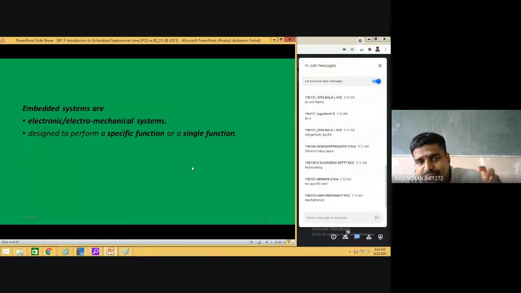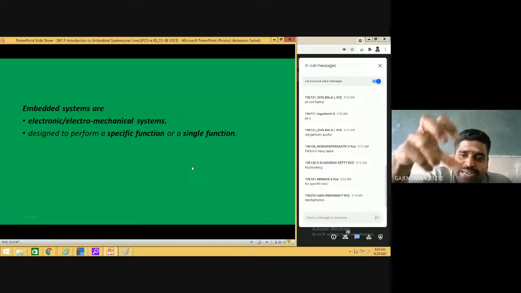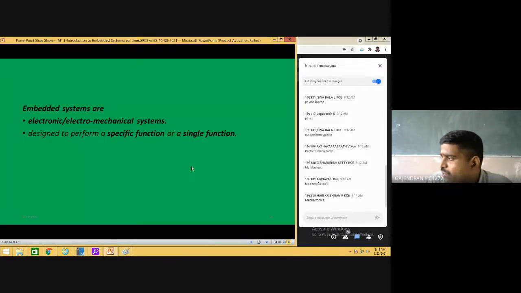See, in your domain, in your program, you are going to study electrical and electronics. Please have a little mechanical concept also. Very simple, if you want to do a tiny robot, you need some mechanical support. Am I correct? If you want to do any actuations, you need the help of some mechanical parts. Okay? So, the embedded system, an electronic or electromechanical system, is designed to perform a specific function or single function.